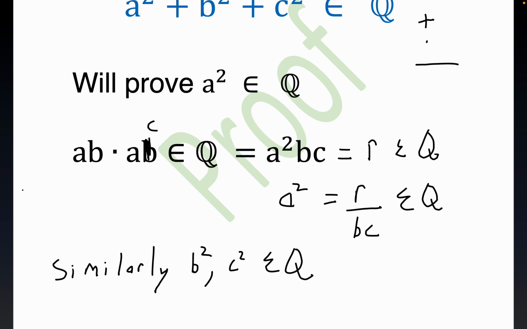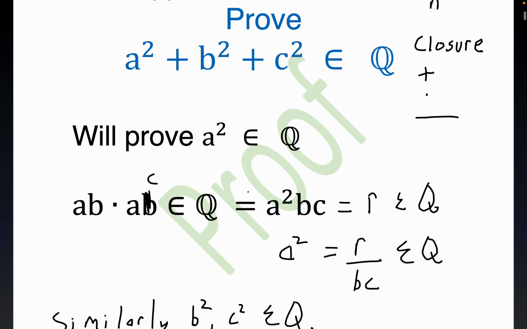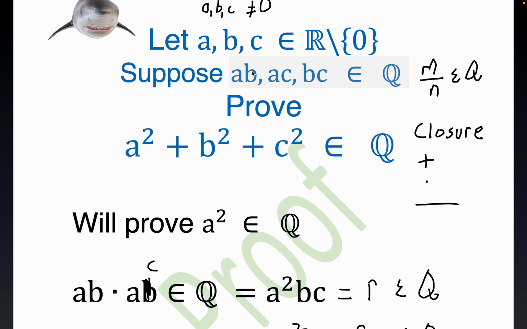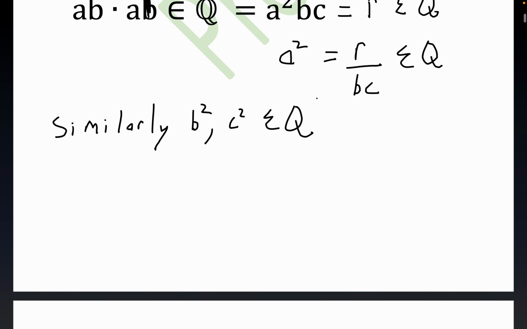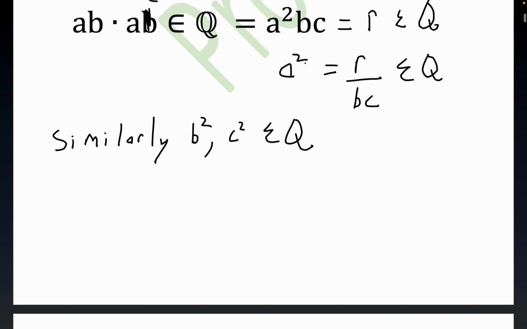Now we'll use the addition probably. We've shown that a squared is a member of Q, and we've waved our hands and said similarly b squared and c squared is a member of Q, but this is very easy to see. The whole thing's symmetrical, really. In fact, these objects summed together is what they call an elementary symmetric polynomial, if you want to explore that a little bit more. But again, we've shown a squared is a member of Q, and by similarity argument, we know that b squared, c squared is a member of Q.